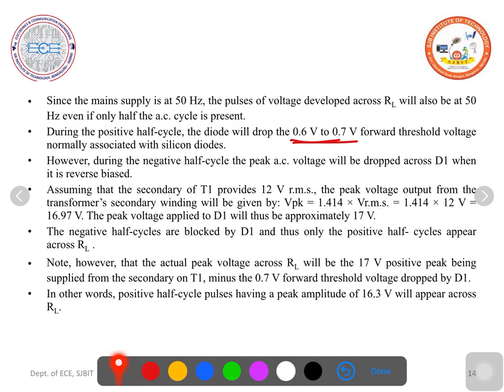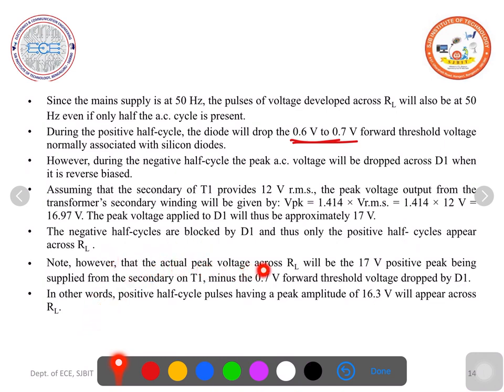So if I say 230 volts input or 240 volts input, it is the RMS value. If you want to know what will be the peak voltage, then it will be root 2 times the RMS value. So secondary winding peak voltage is given by root 2 into Vrms. So it is around 16.97 volts if 12 volts is the RMS value. The peak voltage applied to D1 is approximately 17 volts. The negative half cycles are blocked by D1 and thus only positive half cycles appear across RL.